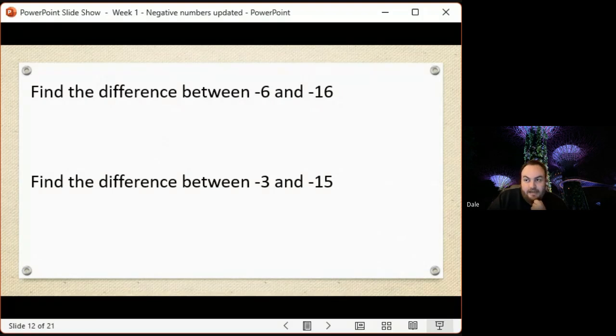Who can tell me, somebody other than Rashak, the difference between -3 and -15? What about Govinda? Can you tell me, Govinda, the difference between -3 and -15?